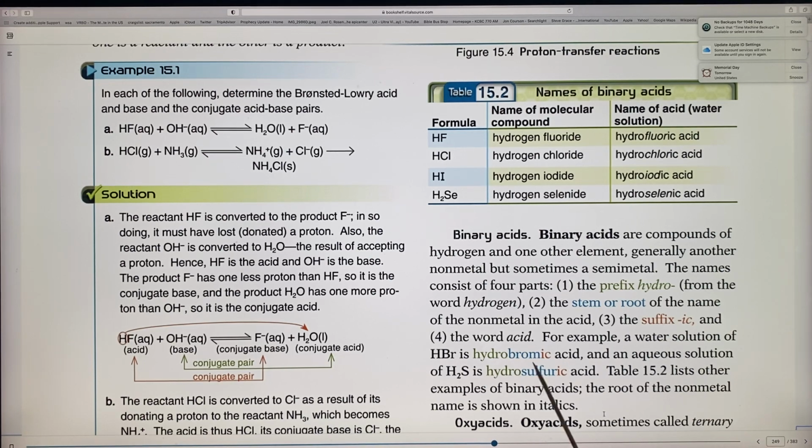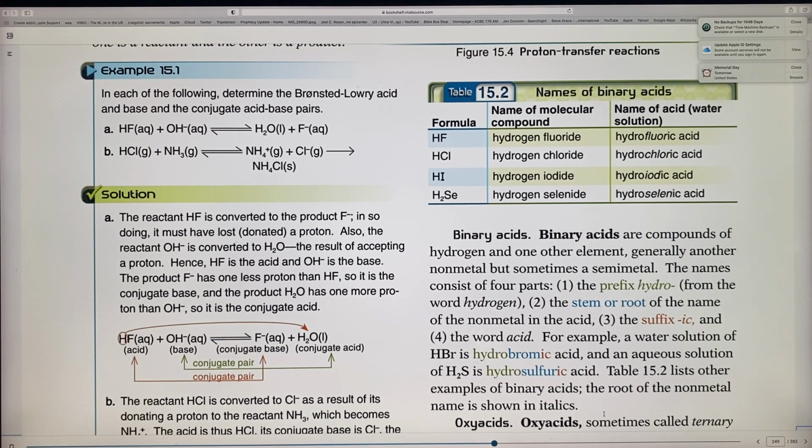For example, a water solution, if you have hydrogen and bromine, then it would be hydro for hydrogen, bromic acid. They want the ic part, right? So an aqueous solution of hydrogen sulfide, here's hydrogen and sulfur. It'd be hydro, meaning hydrogen, and sulfur. Sulfur is the non-metal here, and it's going to end in ic, meaning acid, so it'll be hydrosulfuric acid.